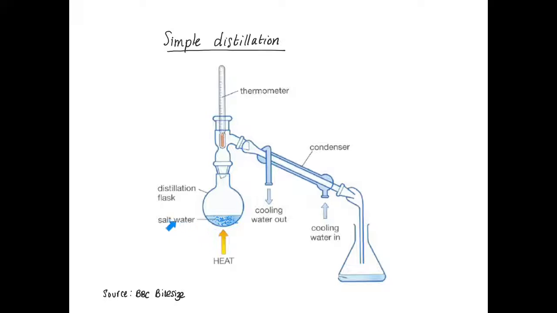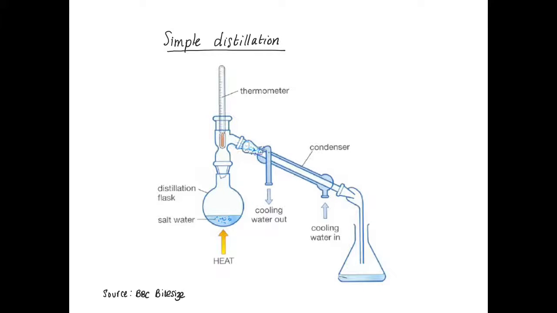So in this flask, we have some salty water. So that's water with salt, sodium chloride dissolved in it. And what we're going to do is we're going to heat the salt water. As we heat the salt water, the water, which boils at 100 degrees C, turns from a liquid into a gas, goes into steam, and the steam rises, hits the thermometer, so the thermometer will read 100 degrees C.